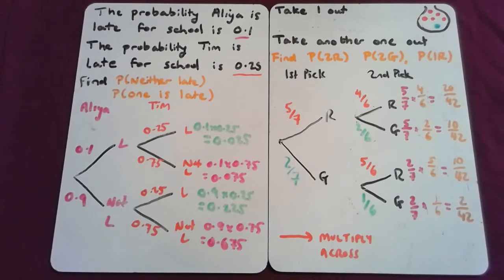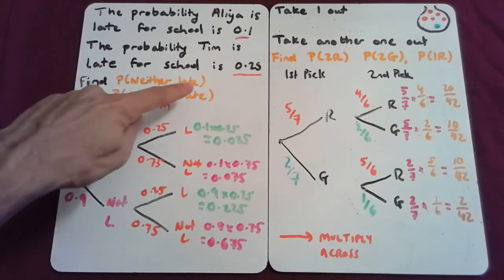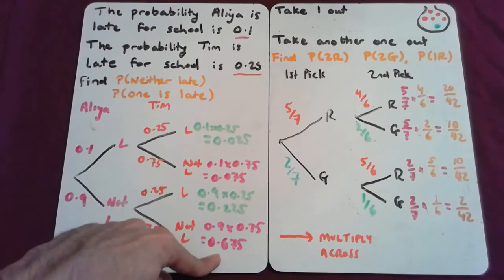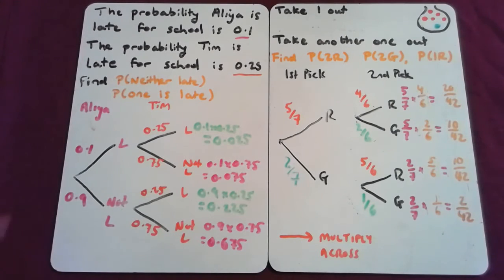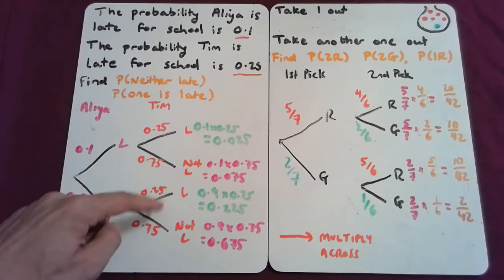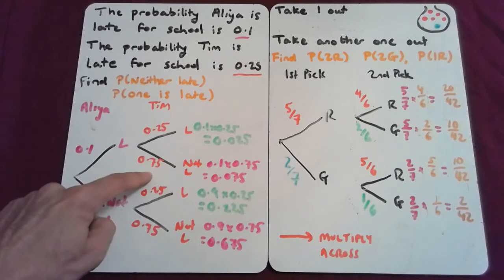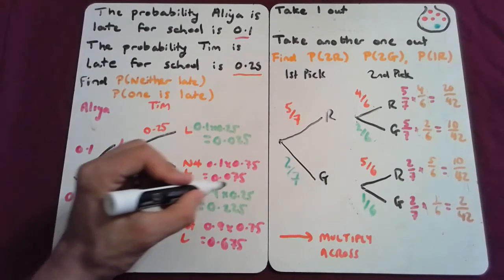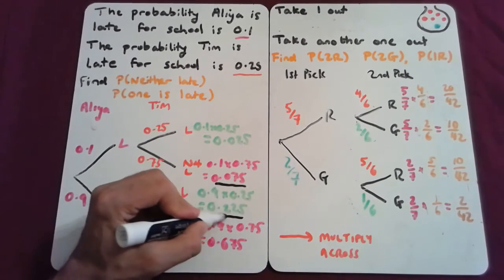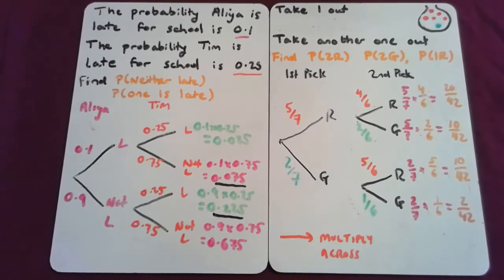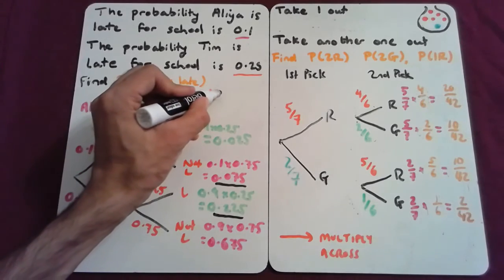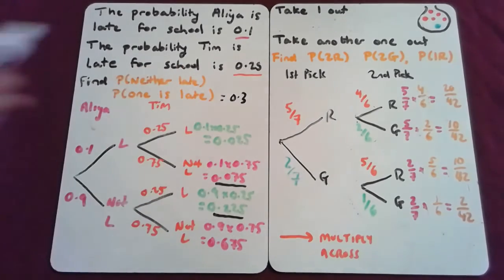So now the question which we need to ask is find the probability that neither person is late. That is simply Alia not late, Tim not late, 0.675. The probability that one of them is late is going to be these two middle ones, because this is when Alia is late but Tim isn't, and this is when Alia is not late but Tim is. It's going to be 0.075 plus 0.225, which is equal to 0.3. The probability that only one of them is late is 0.3.